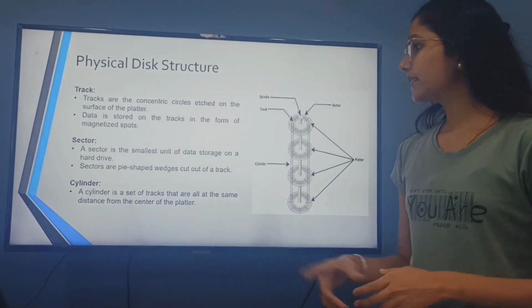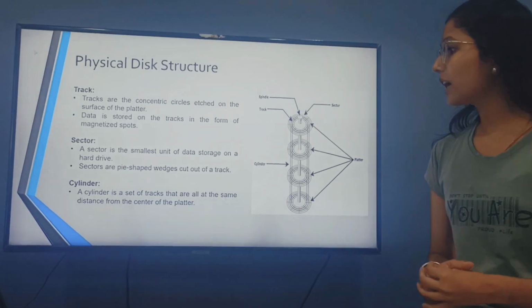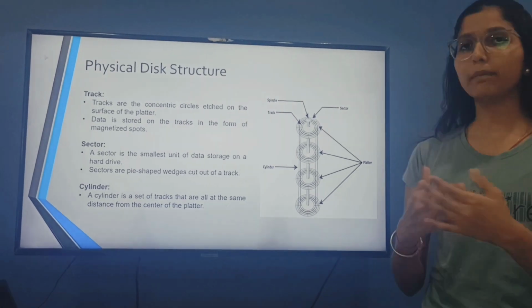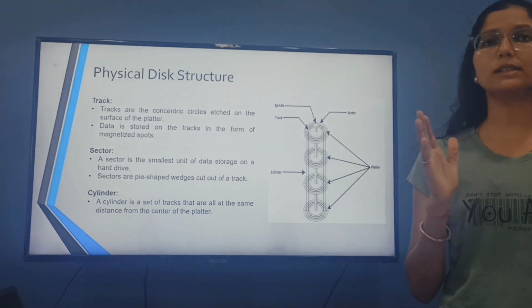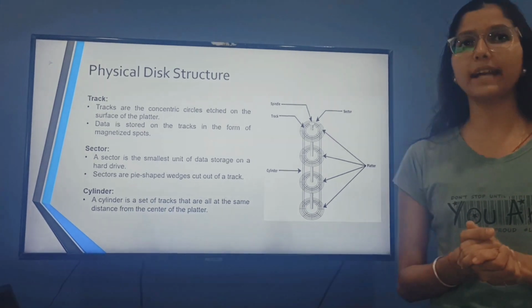Cylinder. A cylinder is a set of tracks that are all at the same distance from the center of a circle. So it basically consists of a set of tracks.